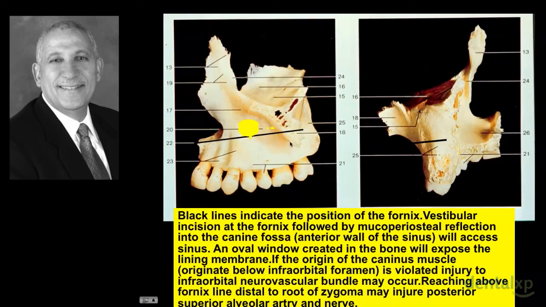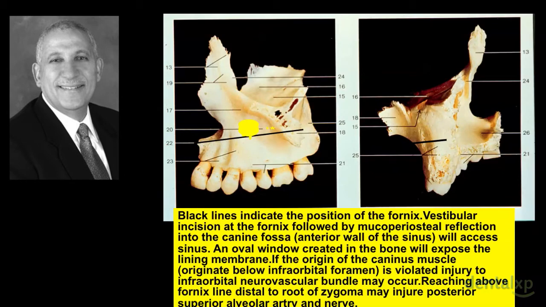Now, this is the same picture that I showed you before, and the line shows the fornix, and the yellow area is the sinus opening. So that's where we open; we make an oval window created in the bone that will expose the lining membrane. If the origin of the caninus muscle, which originates below the infraorbital foramen, is violated, then you can injure the infraorbital neurovascular bundle, and that's what we need to avoid. And that's what you will do on the cadaveric surgery.